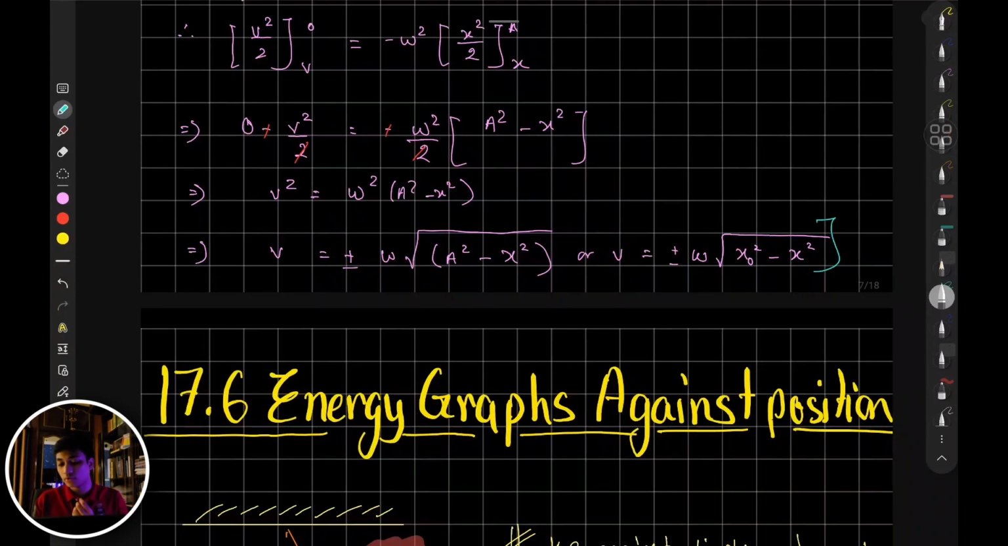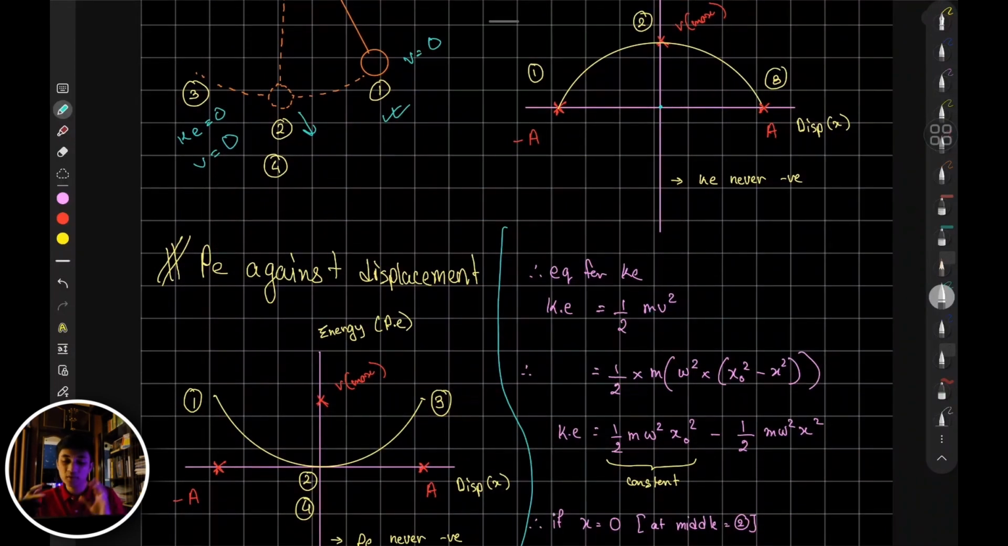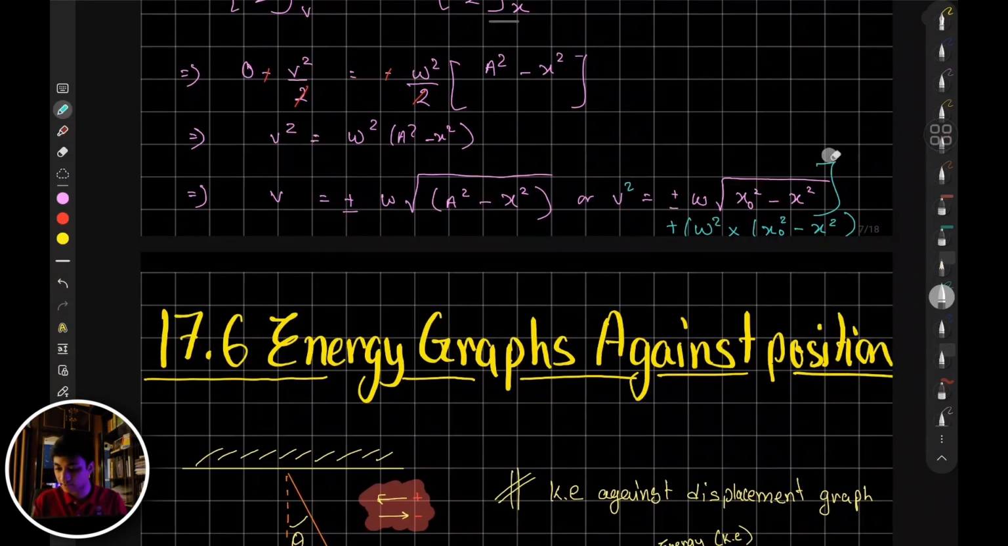So now they want the expression for v squared. Can we figure out the expression for v squared? We can. We just square either side of the equation. This plus minus becomes plus, and you're going to have omega squared times x naught squared minus x squared. This is what you get for v squared.